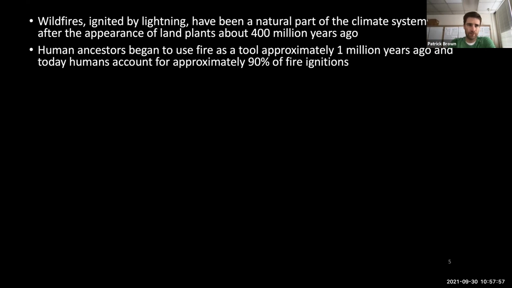So fires are natural. Human ancestors, about 1 million years ago, the evidence suggests we started using fire. And we now are by far the dominant cause of fires in the environment. So humans account for approximately 90% of fire ignitions globally now. So totally dominating lightning.